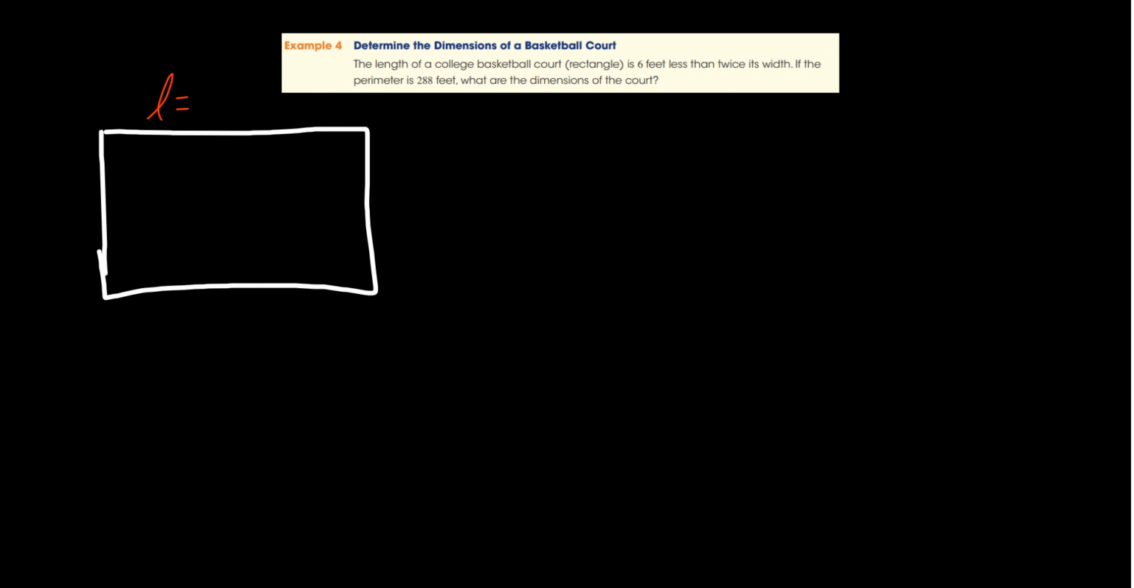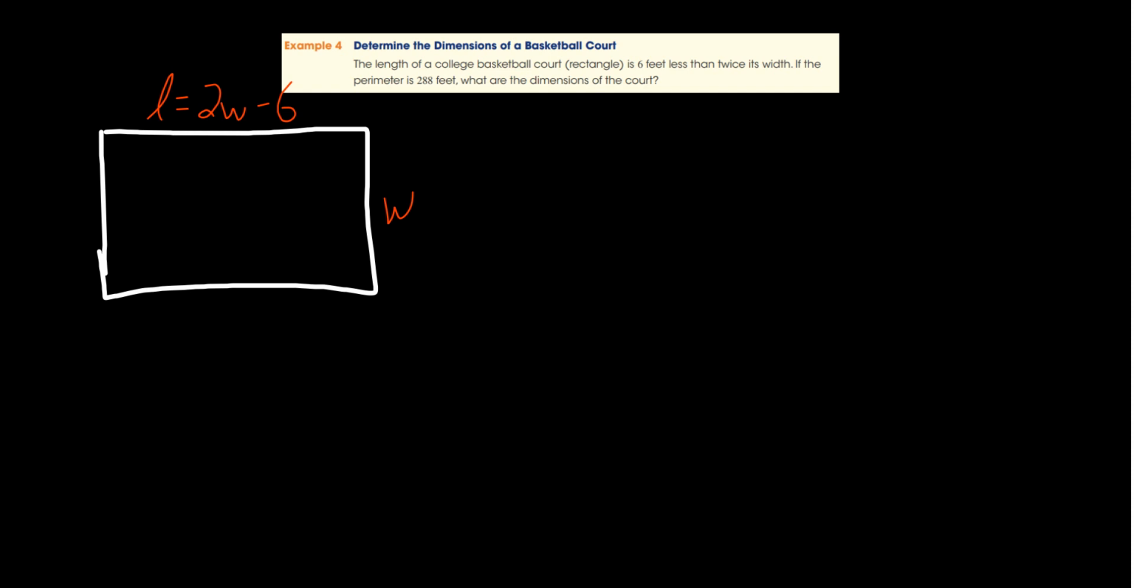So we're going to say twice the width, but it's 6 feet less, right? Well, what's the width? It doesn't tell us. Therefore, the width is the width, right? And then it says, if the perimeter is 288 feet, what are the dimensions of the court?